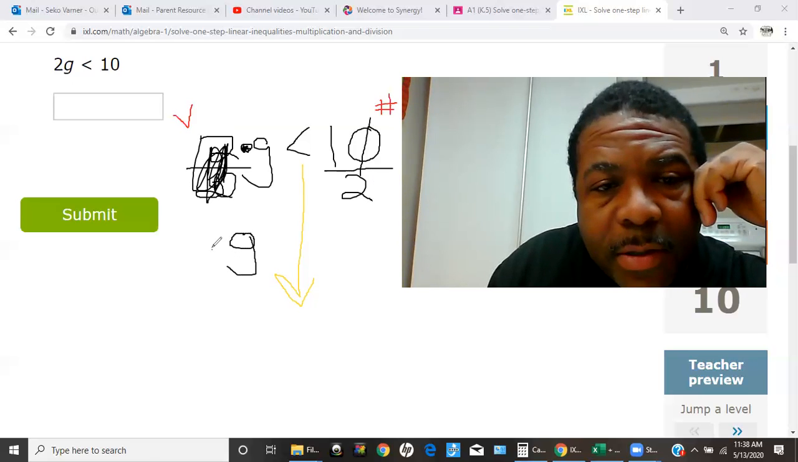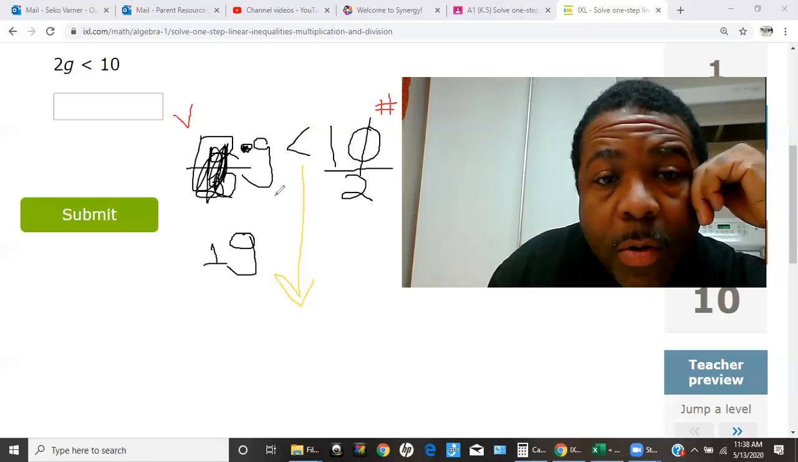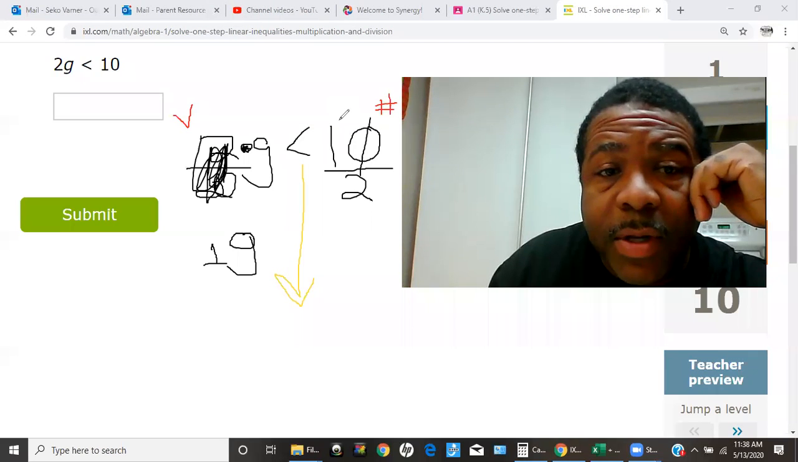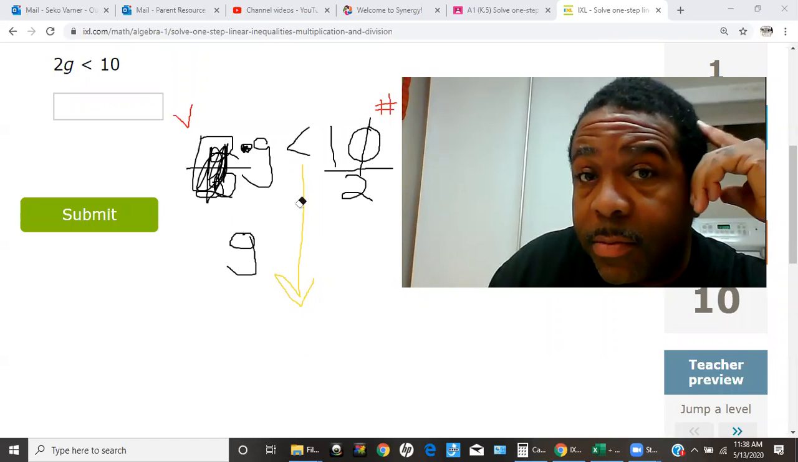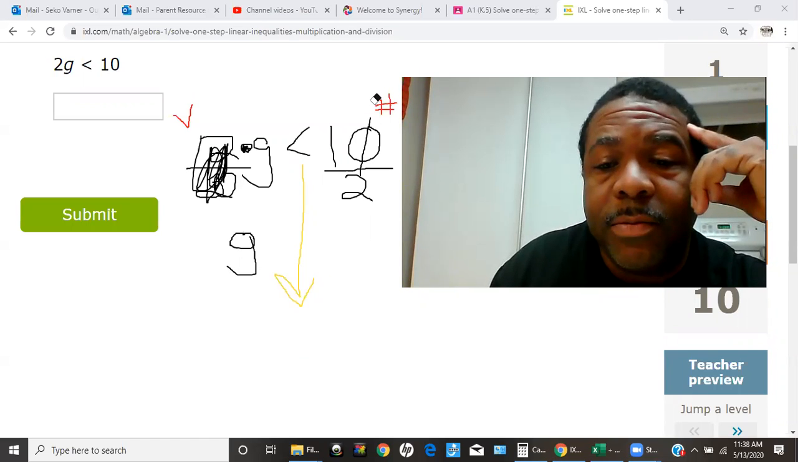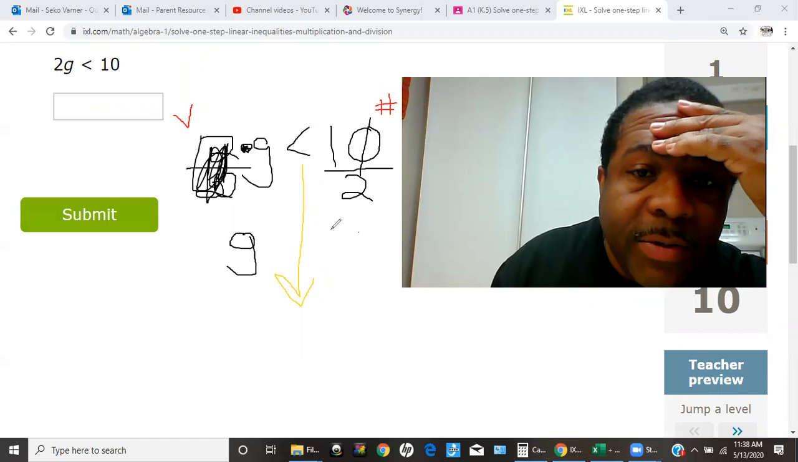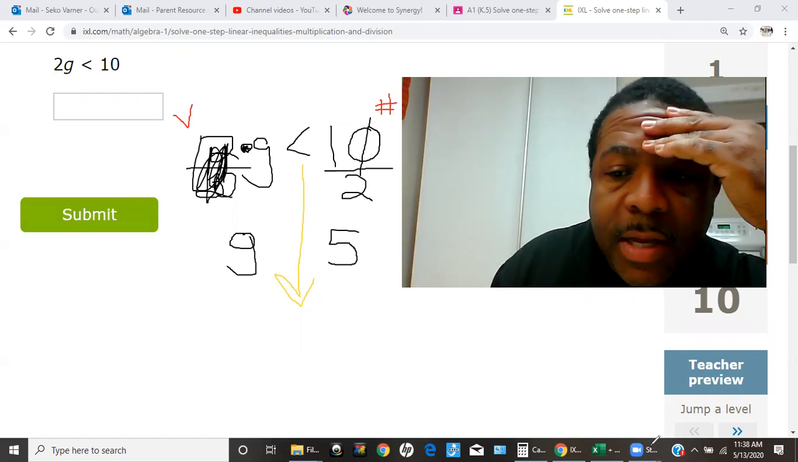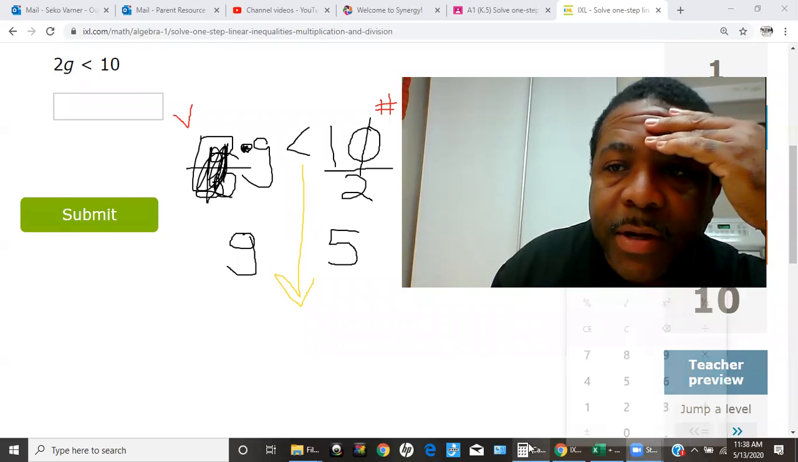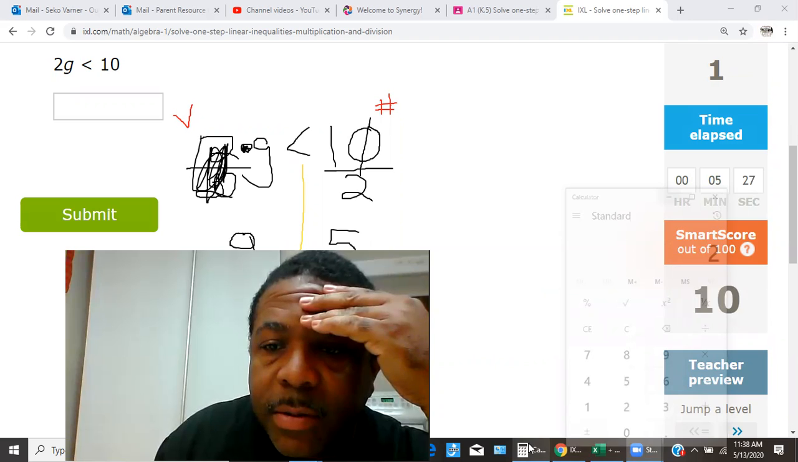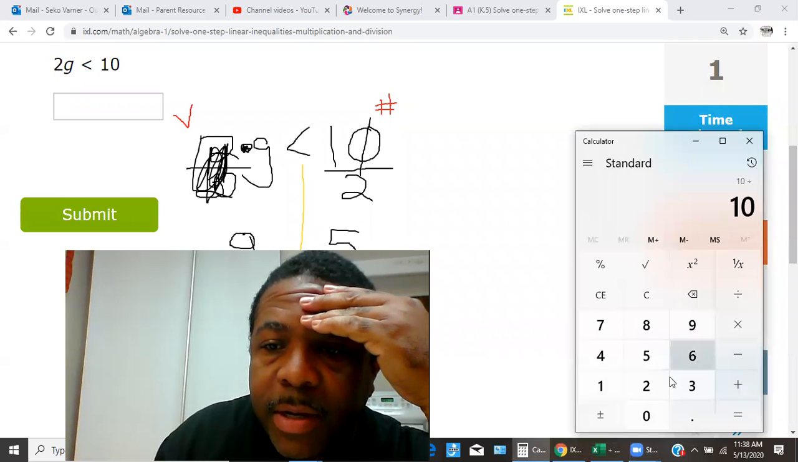Now, we can write 1g, or we can just keep it as g. We really don't need to have the 1 there, but keep in mind that's really 1g. Our next thing is we're going to divide 10 by 2, and that's going to be 5. It's important to be sure that you're doing everything right. 10 divided by 2 equals 5. Good.